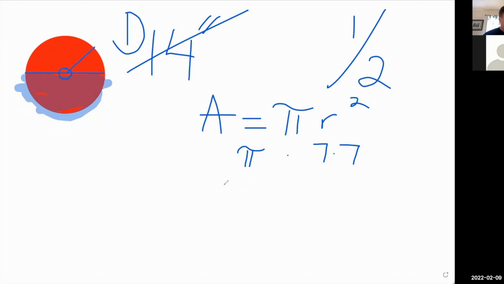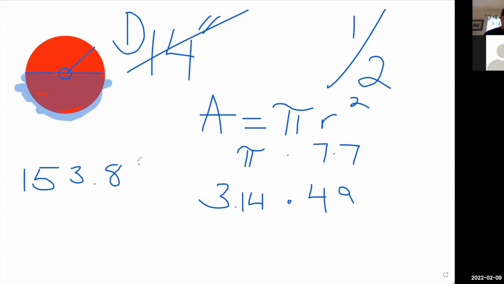Now I'm hungry for pie and pizza. I'm drawing this out of order. So we would do 7 times 7. So that's 49. We got to write in our little times dots. And 3.14 times 49 is 153.86. That will be one of the choices.